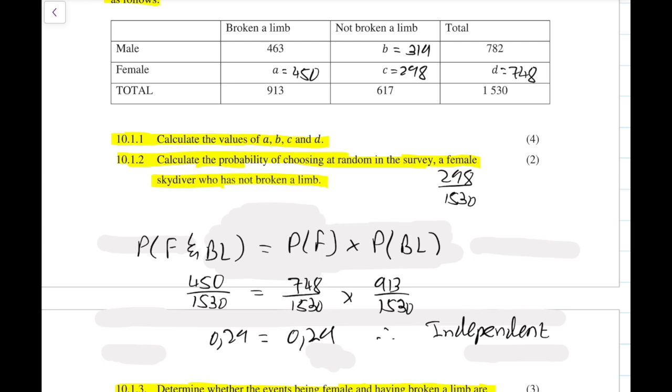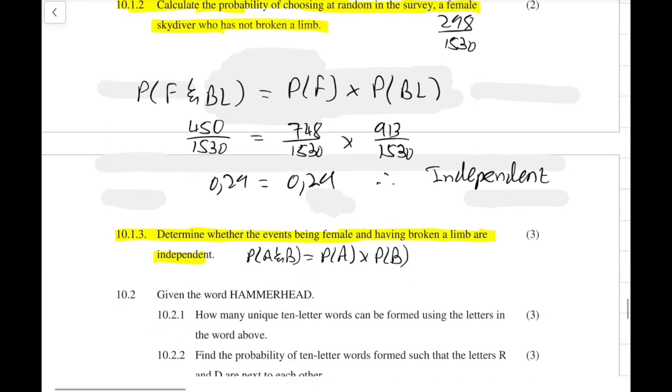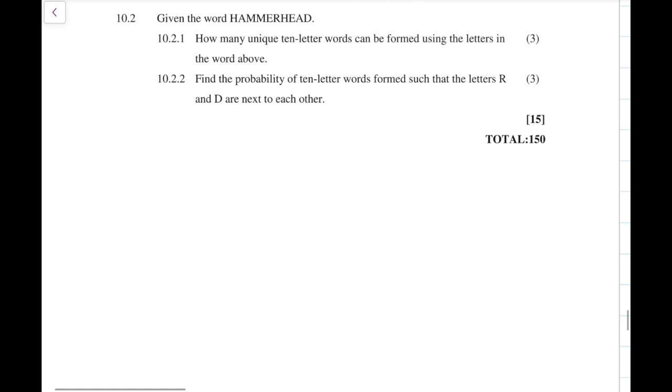Good question. All right, 10.2. It says that given the word hammerhead, first up, how many letters do we have here? 1, 2, 3, 4, 5, 6, 7, 8, 9, 10. So we have 10 letters. And then we also have repeating letters, so I want to make sure I underline the repeats. We know M and M, A and A, and then E and E. There's repeats.